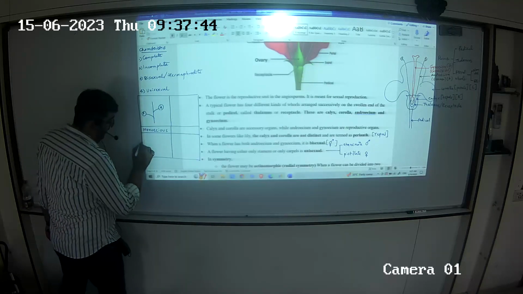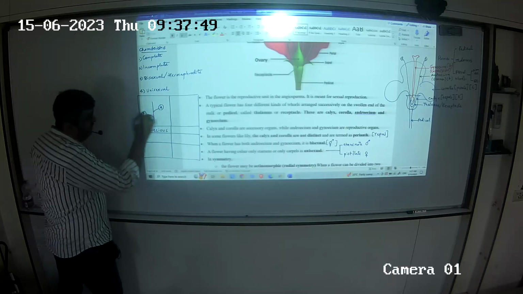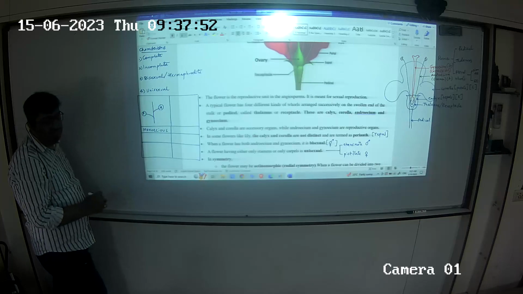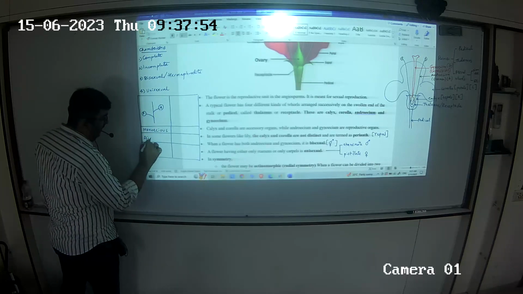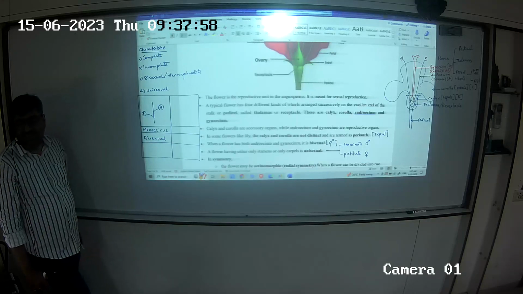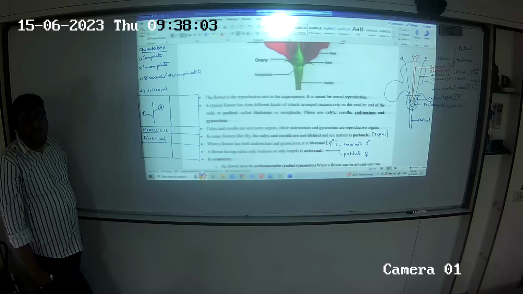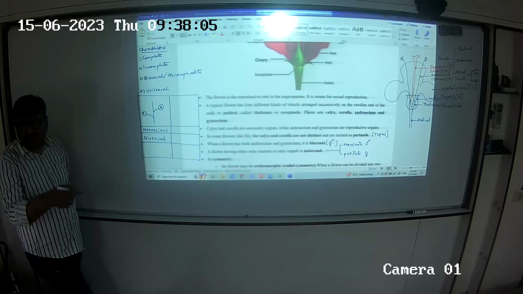But when I look at it a little differently, are both the sexes on the same plant? Yes. So can I call this plant as a bisexual plant also? Because both the sexes are also present on the same plant. Okay. Are both the sexes present on the same structure?